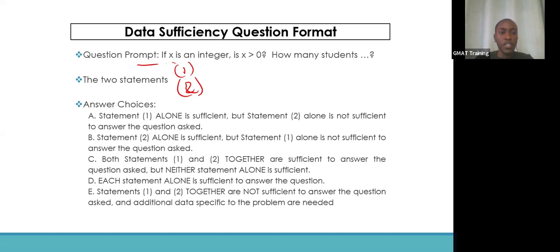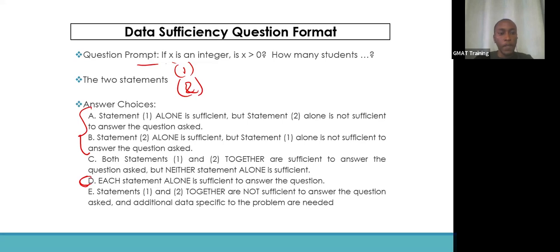The answer choices are common for all the DS questions in the data insights section. Answer choice A, statement 1 alone is sufficient. Now we're dealing with this independently. For answer choices A, B, and also D, we're dealing with the statements independently. And for answer choices C and E, we're dealing with them when you combine the two statements. But first, we have to evaluate the statements independently.